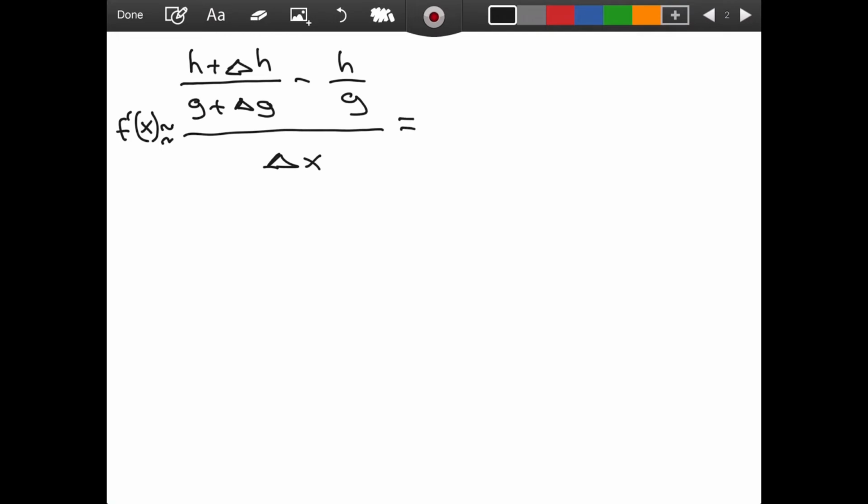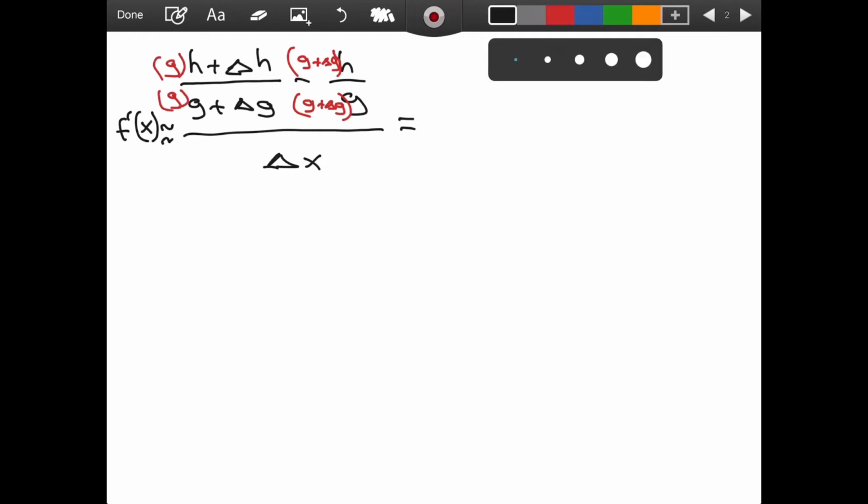So if we continue, I want to collect the numerator under one denominator. So I will multiply by g and g here, and I'm going to multiply with g plus delta g and then g plus delta g here. Okay? This is just multiplying by 1. So we can do this. This is what I am doing.